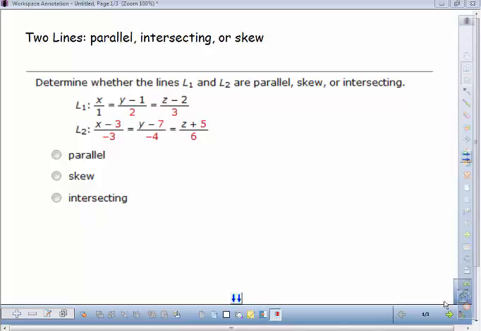So we talked about planes and lines intersecting, and planes intersecting. Now let's talk about two lines intersecting.